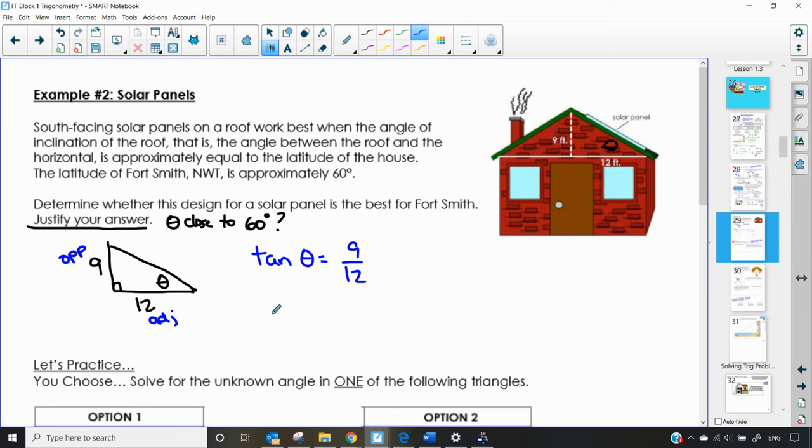And remember that whenever we're looking for an angle, we use the inverse. So tan -1 of 9 over 12. And so our angle rounded to the nearest degree is 37 degrees. Now, ultimately, when you're doing your questions, I want to see at the bare minimum this for your work. So 37 degrees, is that close to 60 degrees? Not at all. So no, this solar panel design would not be appropriate for Fort Smith.